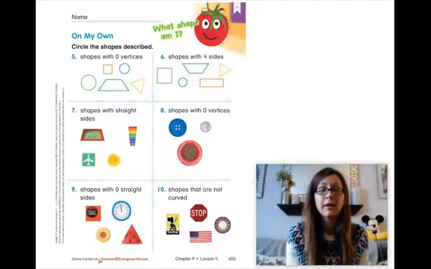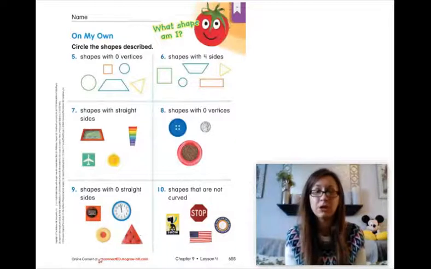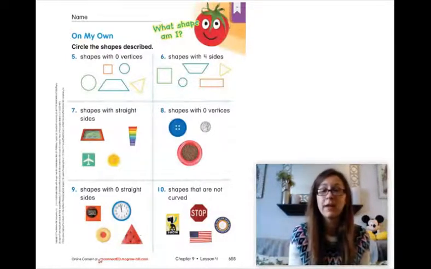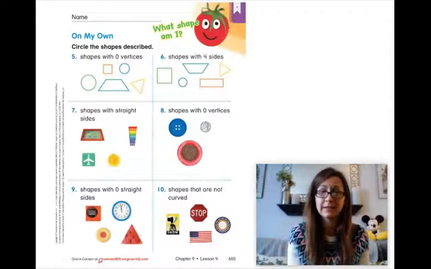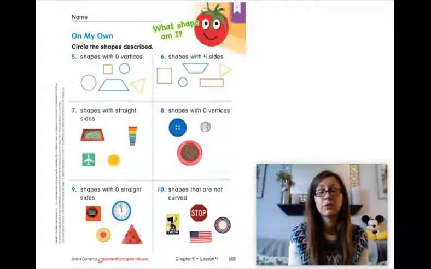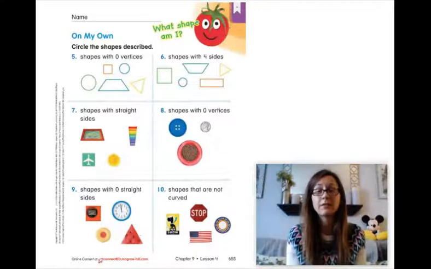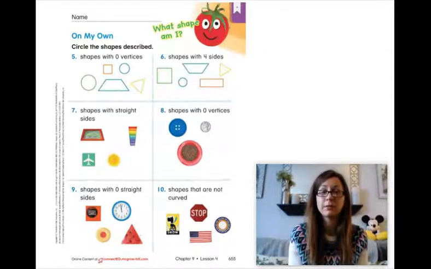Number 5, shapes with 0 vertices. You're going to circle the shapes that are being described here. So shapes with 0 vertices for number 5. Number 6, shapes with 4 sides. Number 7, shapes with straight sides. Number 8, shapes with 0 vertices. Number 9, shapes with 0 straight sides. And number 10, shapes that are not curved. So before you go on to the next part of this video, make sure you press pause here. That way you can take some time to do your answers, and then I will go over them with you.